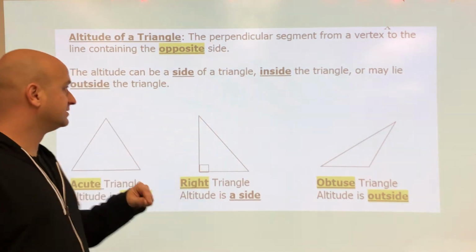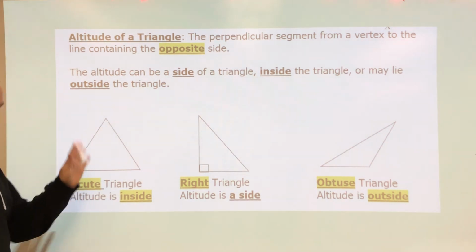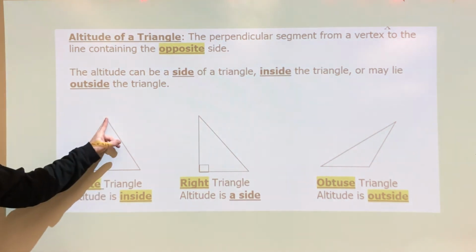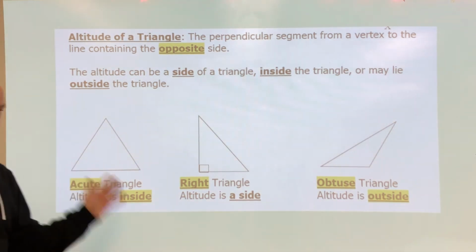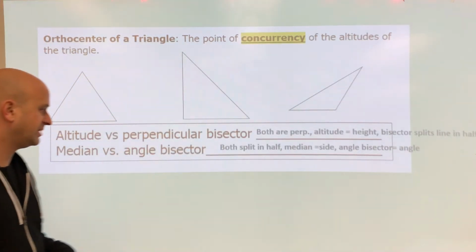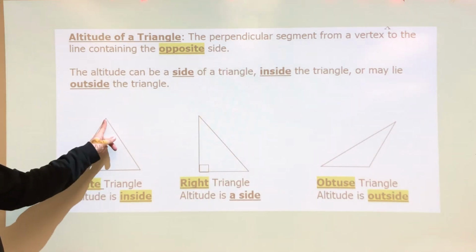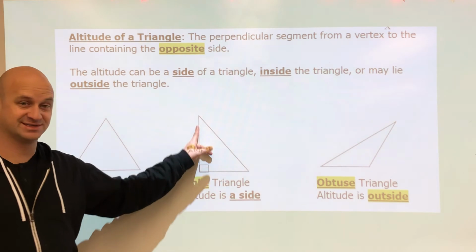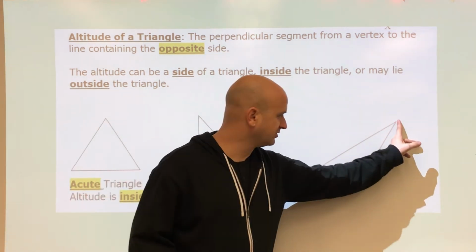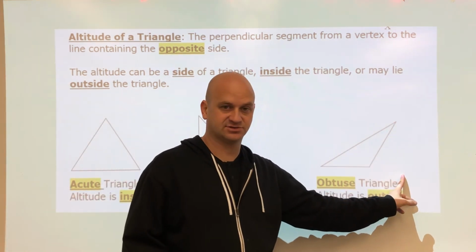All right, the final concurrent line is called an altitude. And so an altitude is going to be the height of the triangle. So it goes from the vertex straight down perpendicularly. Now, it doesn't necessarily bisect anything. So in this example, we would have a perpendicular line here. In a right triangle, it's the side. And in this triangle, it would actually be outside of the triangle.